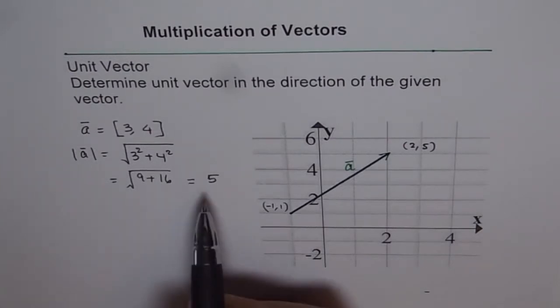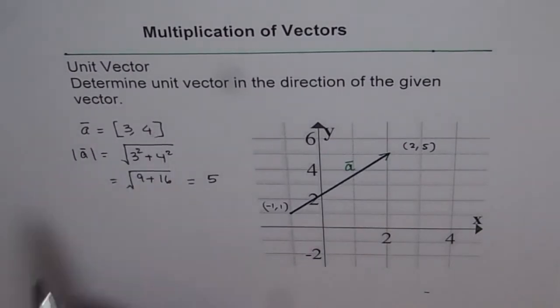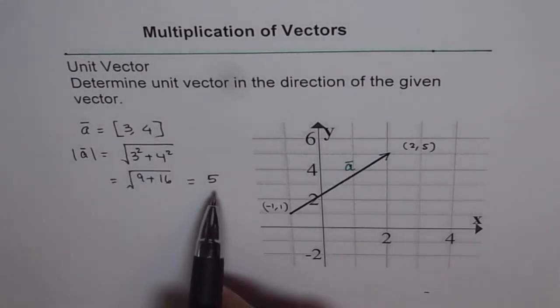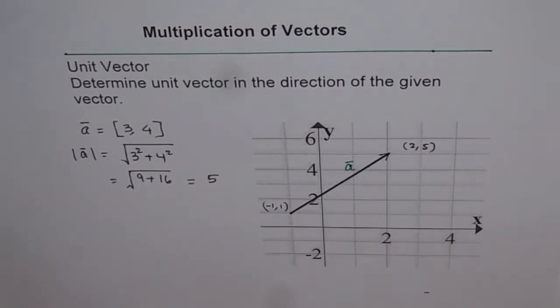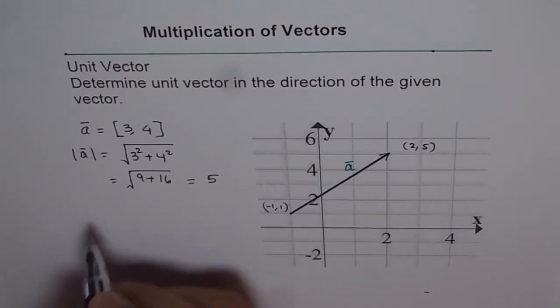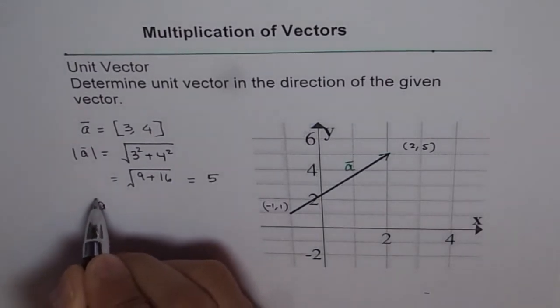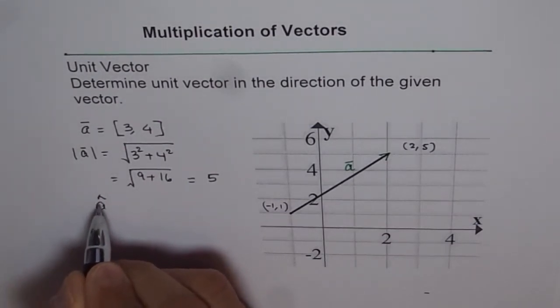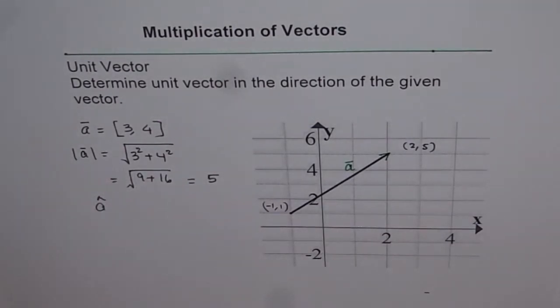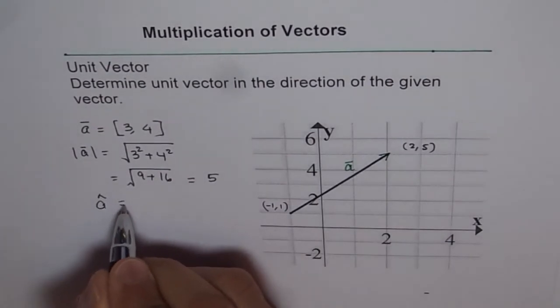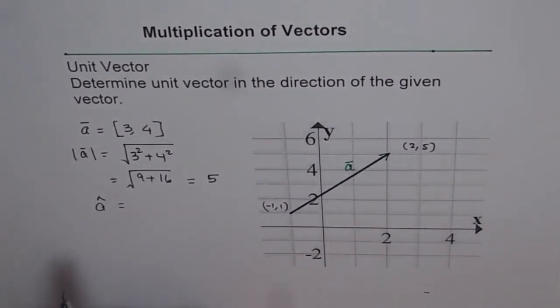Now if I divide the vector itself, which has both magnitude and direction, by its magnitude, then its magnitude will become 1. That means 1 unit. And the direction will remain the same, correct? That is what a unit vector is. We sometimes represent a unit vector with this particular symbol. I've not seen this in many books, but that is sometimes used. Otherwise, you just write unit vector.